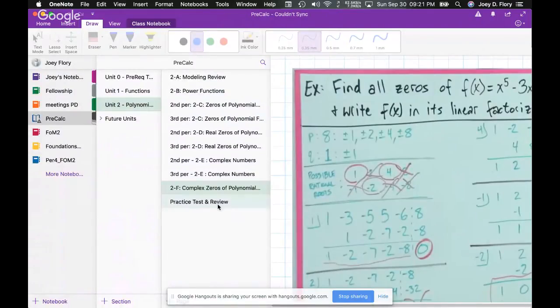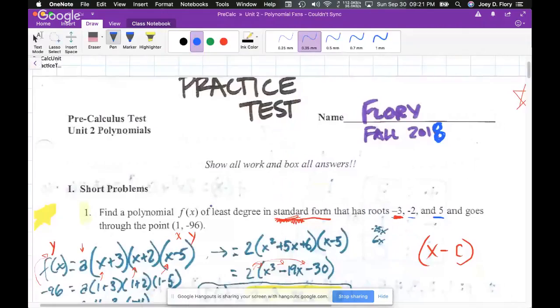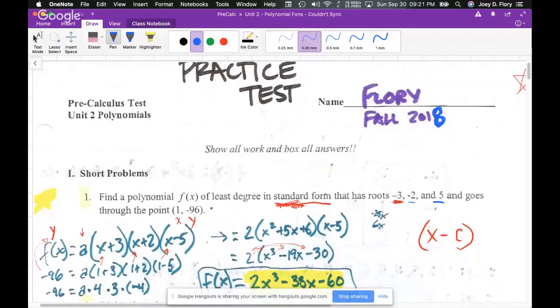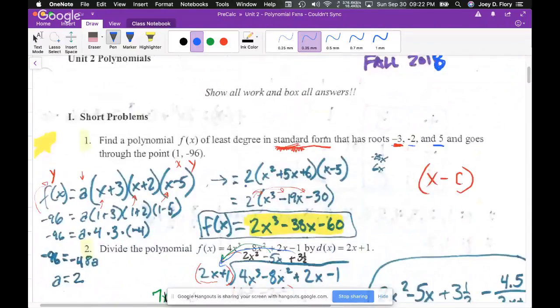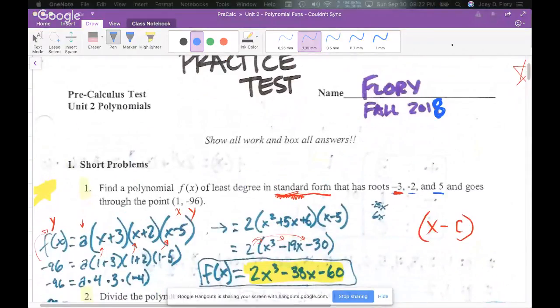So for your test, you can expect to see questions from each section. You'll have your calculator for the whole thing. And a lot of these practice test questions are good, so I want to work through some of those. So starting with number 1 on the practice test. Apologies, I didn't have a blank copy of the practice test.